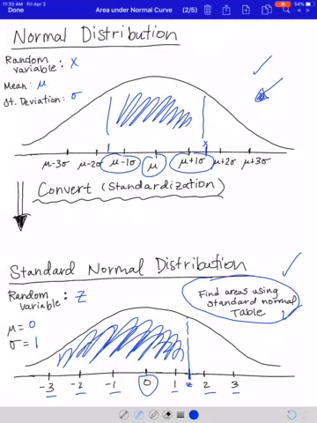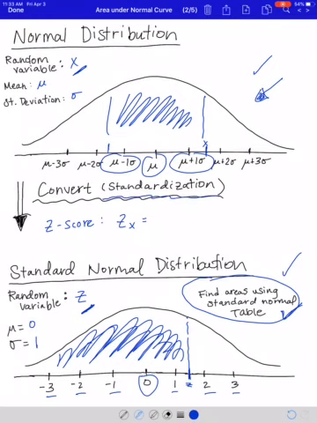And in order to do this, what we need to do is convert our x values into z values so that we can use this standard normal table. And the way we're going to do that is by looking at our formula for the z-score. When we find the z-score of a particular x value, that's how we convert. That's what we call standardization.